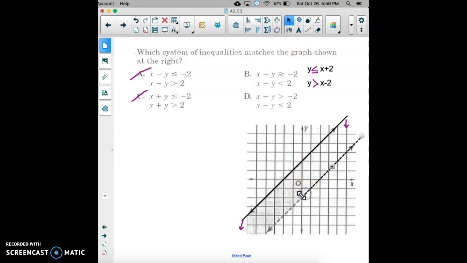And I'm already seeing that B so far is working. Let's double check just to make sure. If Y is greater than the line I just graphed, that means it's going to be up.